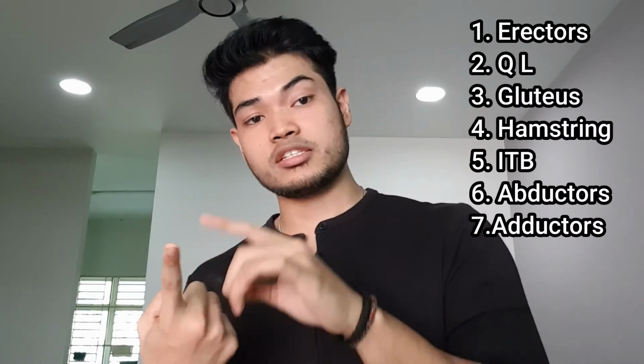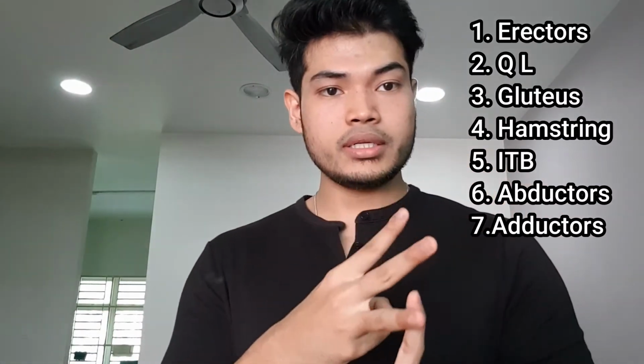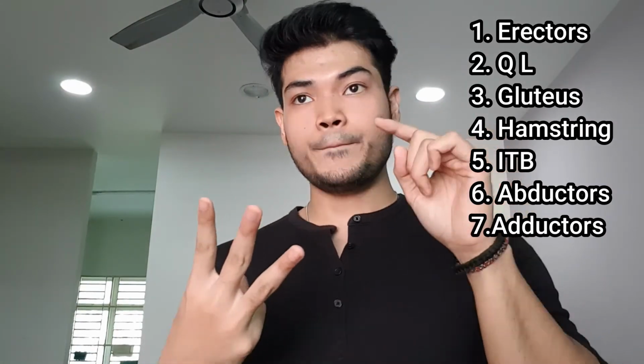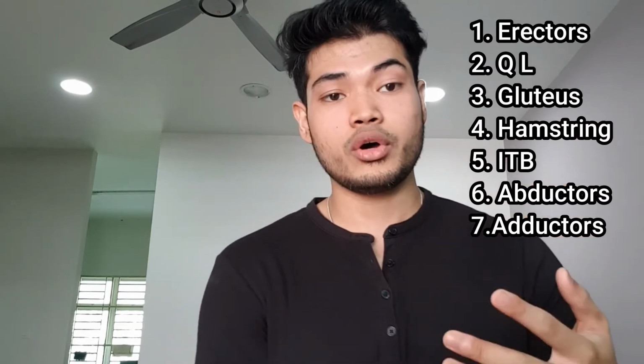So first of all, the low back muscles. The thing that you need to know is, one, your erector spinae; next, your quadratus lumborum; the third one would be your gluteus maximus, medius and minimus. And finally, as you may or may not know, it's also connected to your lower limbs, which is your hamstrings and your ITBs and also your inner quads, right?